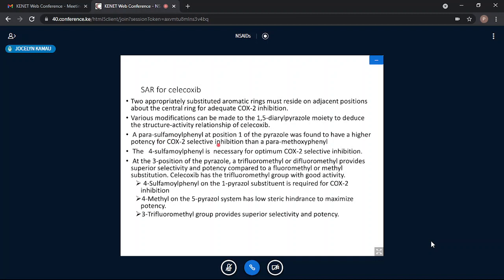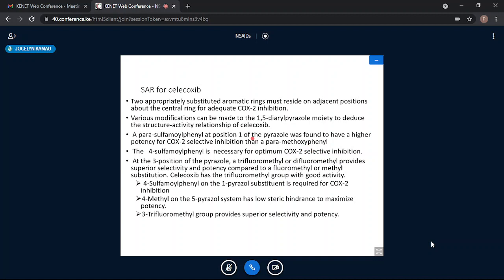So we are saying a para-sulfamoyl phenyl at position 1 of the pyrazole was found to have the maximum potency for COX-2 selective inhibition, more than a para-methoxyphenyl. We are comparing the methoxyphenyl because the methoxy is a simple group, but the methoxyphenyl did not have enough activity. That is why the sulfamoyl phenyl group was more preferable, even over the methyl sulfone, and hence in celecoxib you have the sulfamoyl phenyl, which is necessary for optimum COX-2 selective inhibition.